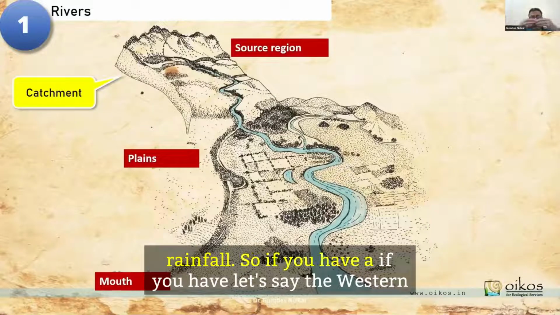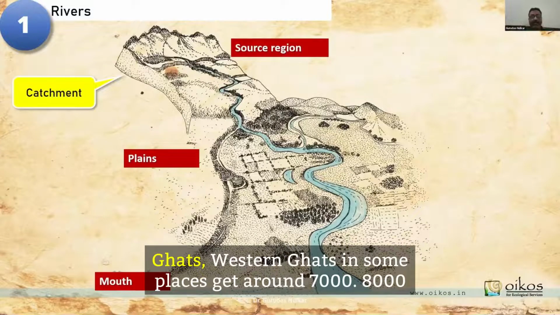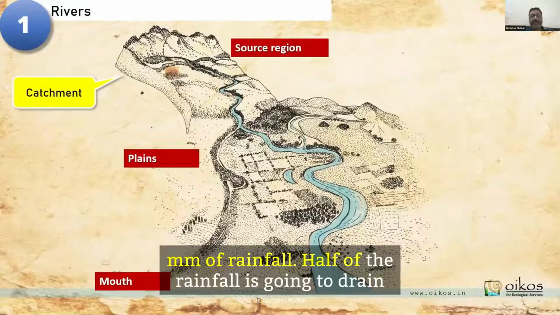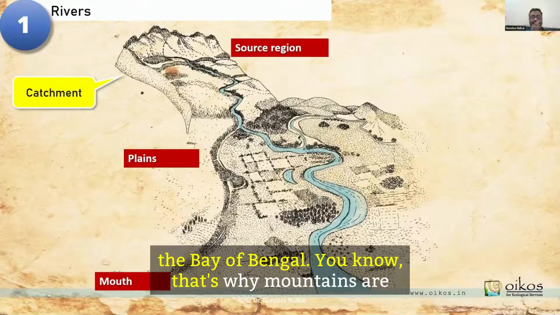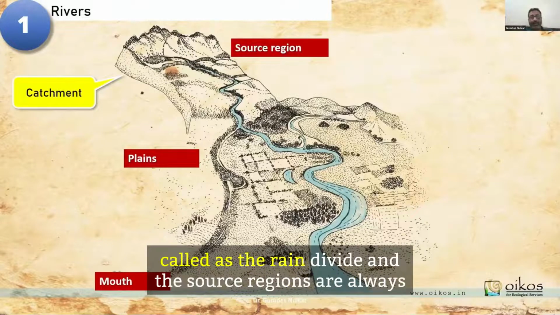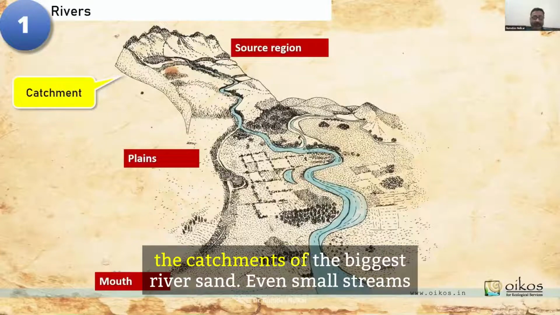So if you have, let's say, the Western Ghats, in some places they get around 7,000, 8,000 millimeters of rainfall. Half of the rainfall is going to drain into the Arabian Sea and half of it is going to drain into the Bay of Bengal. That's why mountains are called the rain divide. And the source regions are always the catchments of the biggest rivers and even small streams.